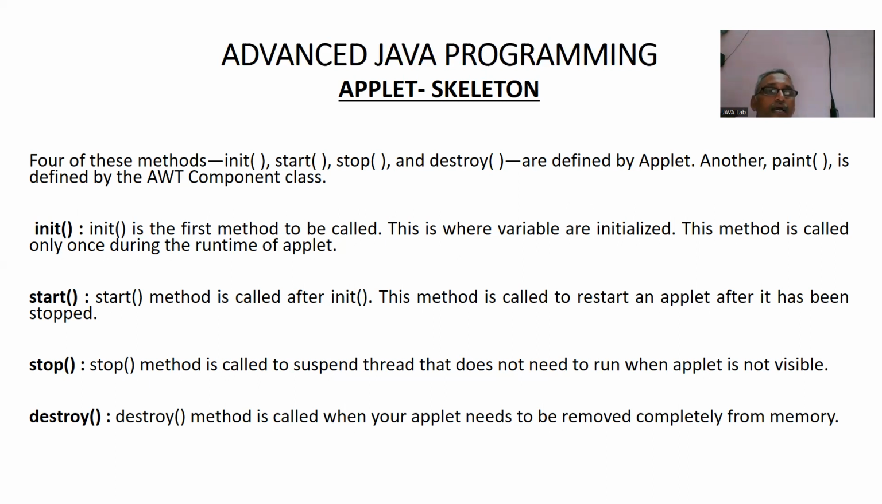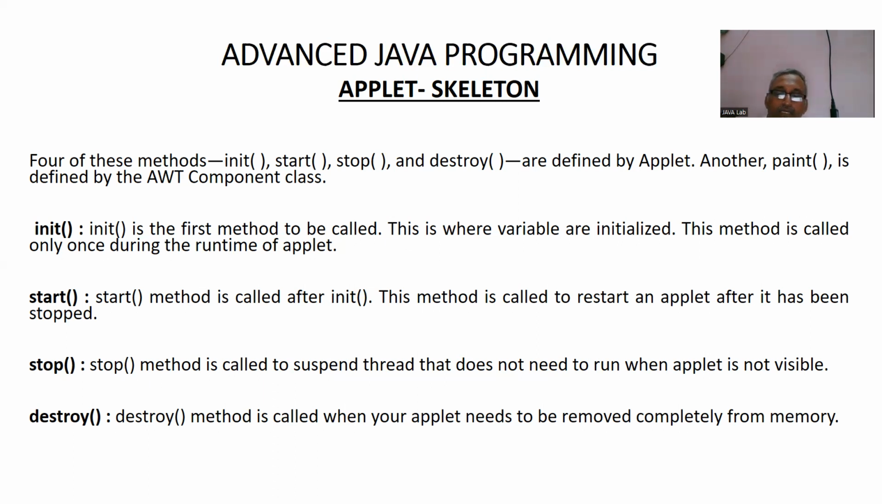The init method. The init is the first method to be called. This is where variables are initialized. This method is called only once during the runtime of the applet. Next, start method. This method is called after the init method. This method is called to restart an applet after it has been stopped. A stop method is called to suspend threads that do not need to run when the applet is not visible. Destroy method is called when our applet needs to be removed completely from memory.